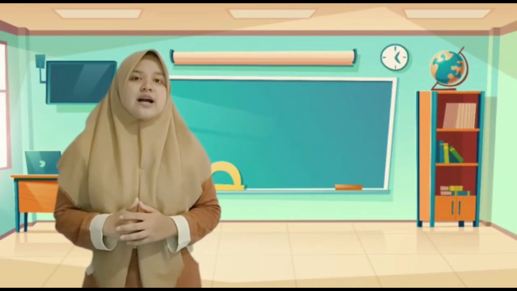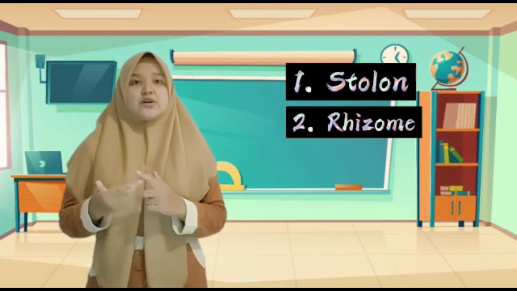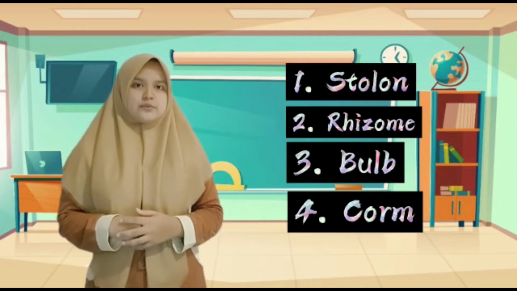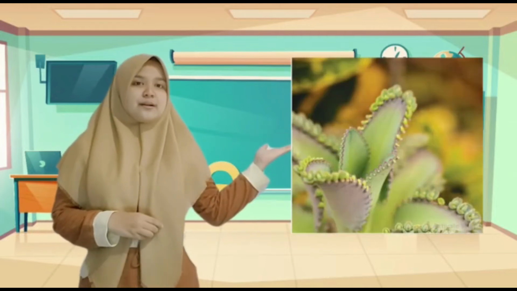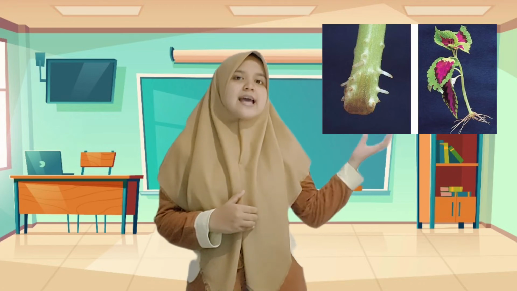There are several types of vegetative propagation. They are stolons and rhizomes, bulbs and corms. Here's one example of vegetative propagation. For artificial propagation, there are two methods: taking cuttings and tissue culture. Here are the examples of artificial propagation: cutting and tissue culture.